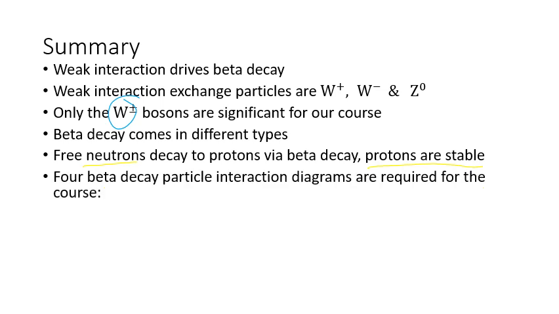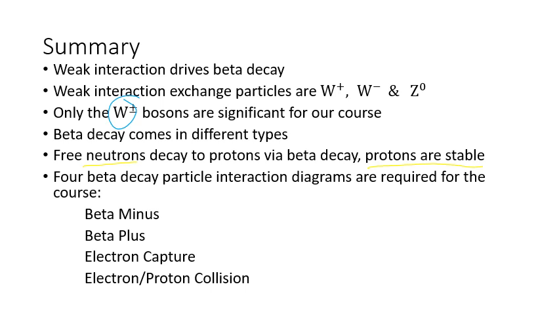There are 4 kinds of beta decay that are required for the course. You have to be able to reproduce the equations for them, and you have to be able to reproduce the particle interaction diagrams for them. So the first 4 that I went through in this display, not the last 2, the first 4 are required for the course. They are beta-, beta+, electron capture, and electron-proton collision.